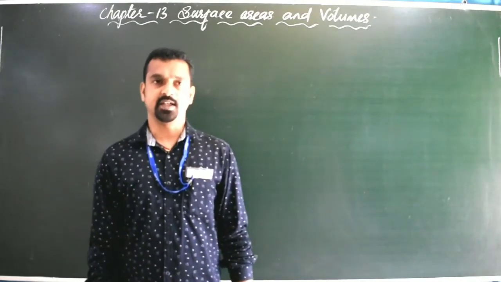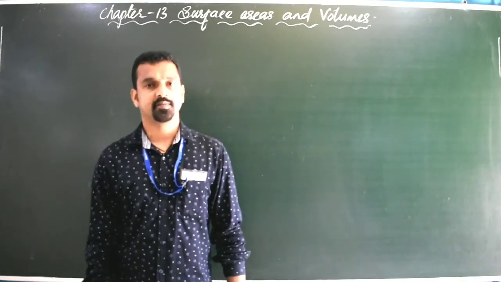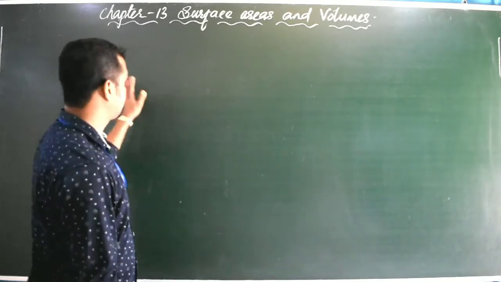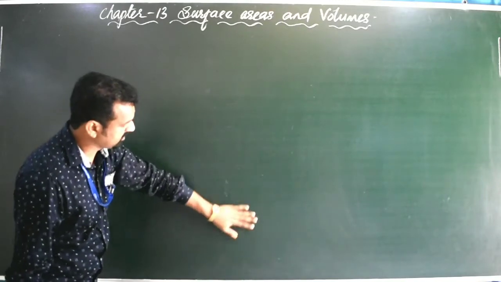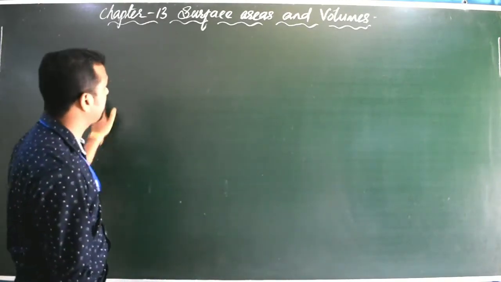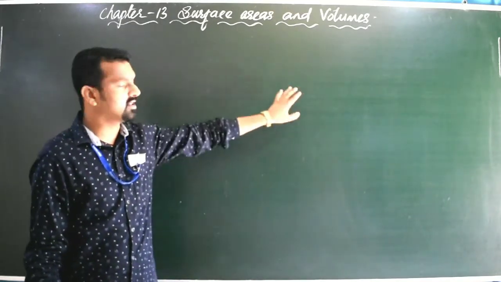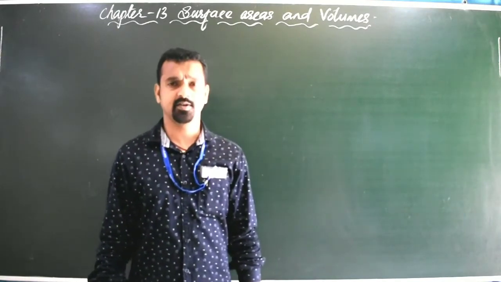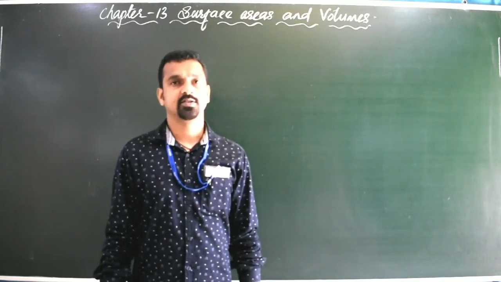What is meant by surface areas? The space inside a figure is called the area of that figure. Suppose the area of this blackboard: how much space is there in this blackboard, that we can calculate, is called the area of that figure. Then surface area means especially about solid figures, we used to say surface area for solid figures.